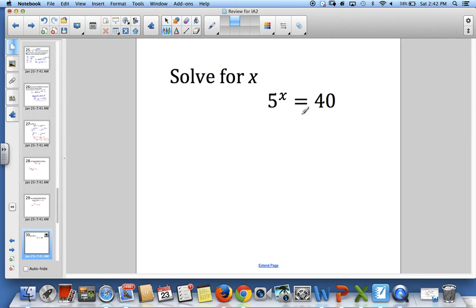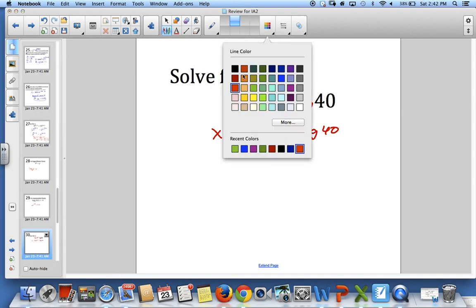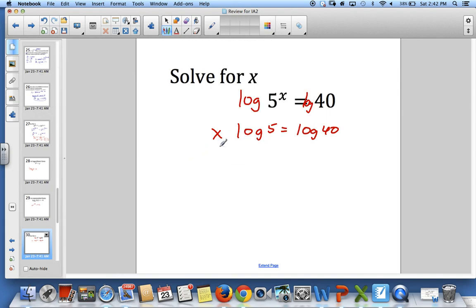Here we want to solve for x. The method here for solving for x is to get exponents that are variables out of the exponent. We're going to take the log of both sides. Log of 5 to the x and log of 40. So now this x comes in front, so x times the log of 5 equals the log of 40. So now I can divide both sides by log 5 because log 5 is just a number. And that's what I get there, and these cancel.